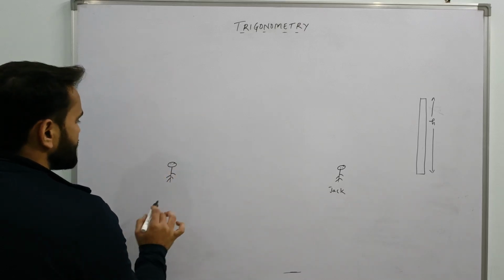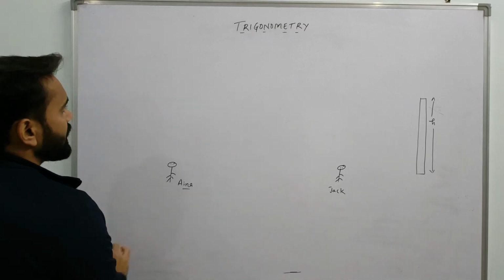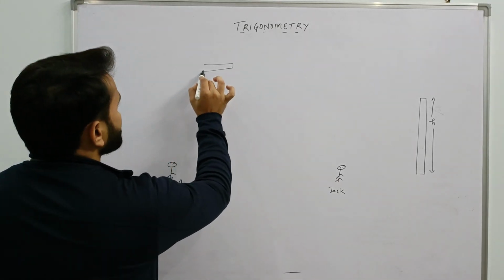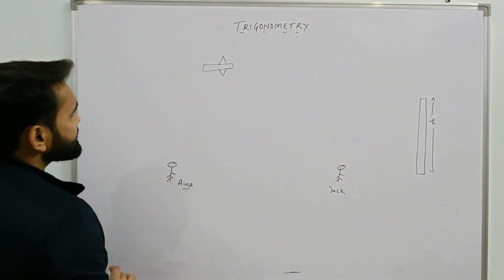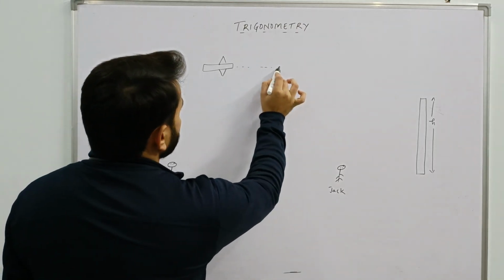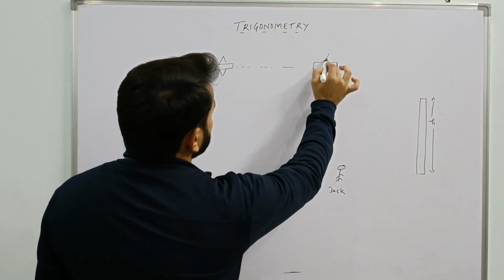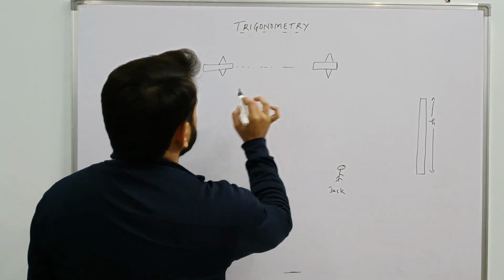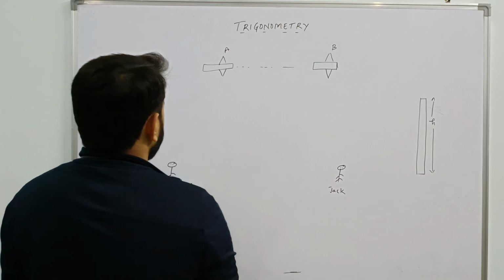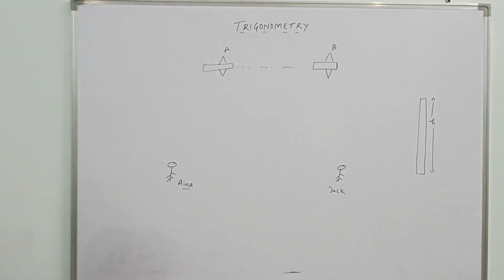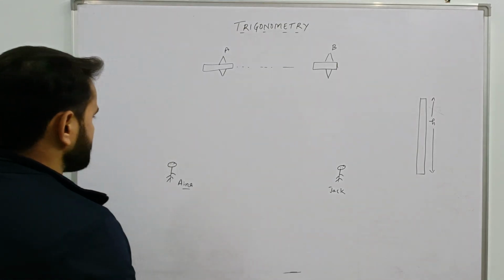There is a little girl, Anna. Anna saw an aeroplane flying in the sky. Anna noticed that after some time, this plane traveled a distance and reached a point B. Suppose this point is A and this point is B. Now Anna wants to find the height of this aeroplane and the speed of this aeroplane.